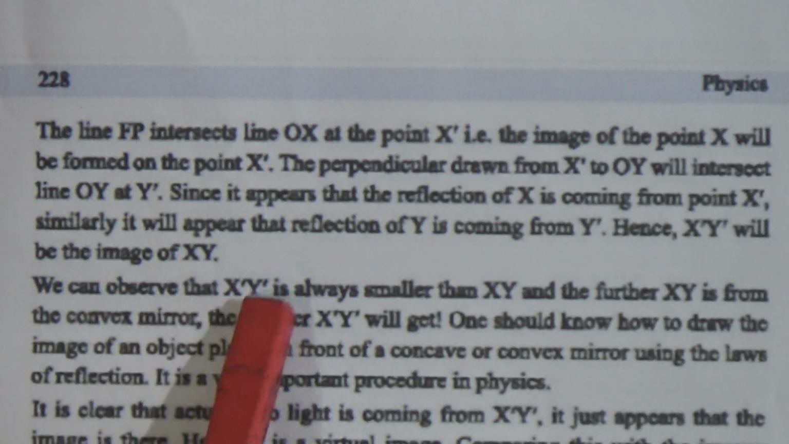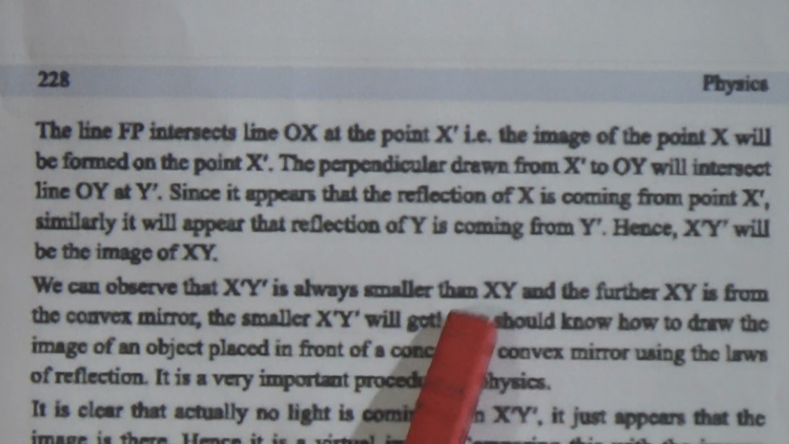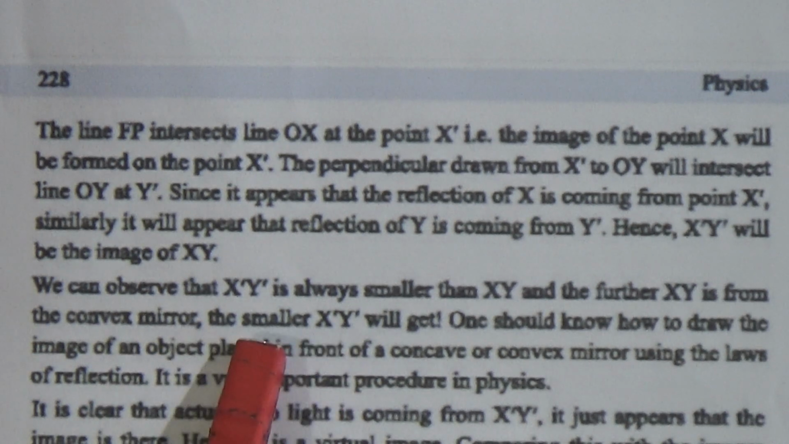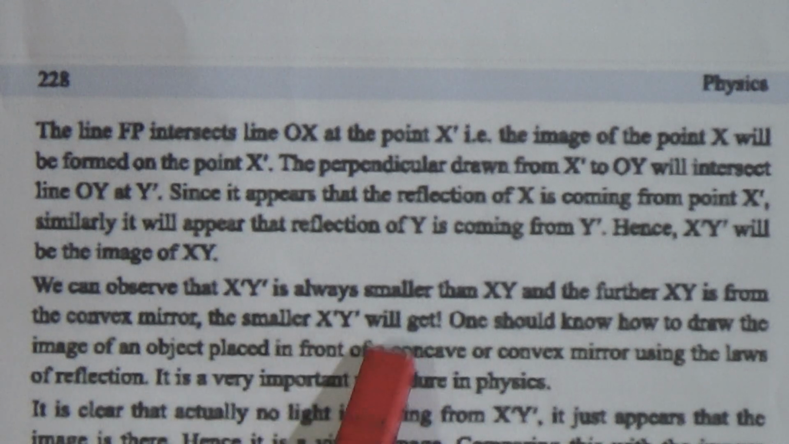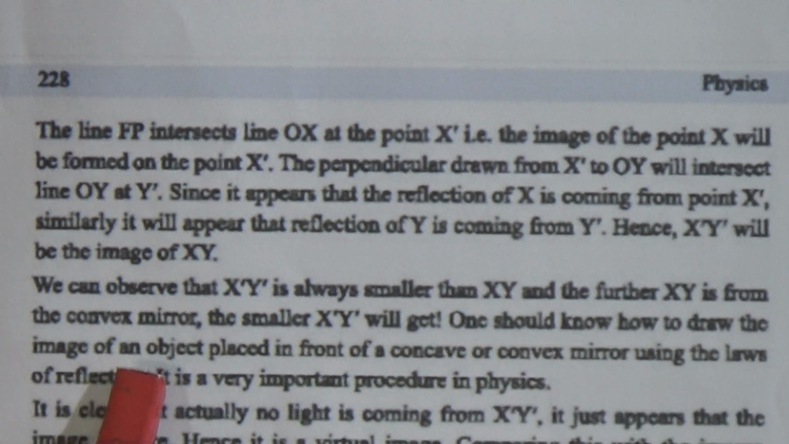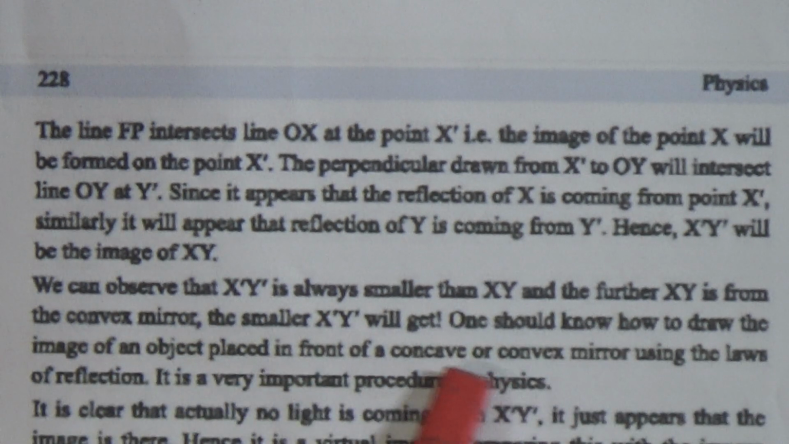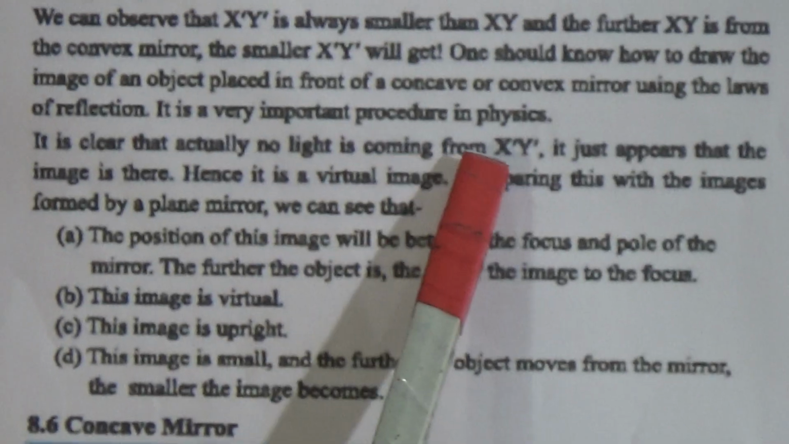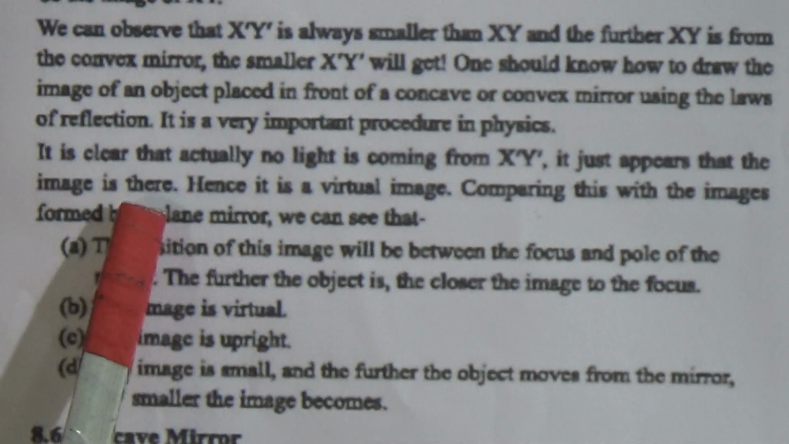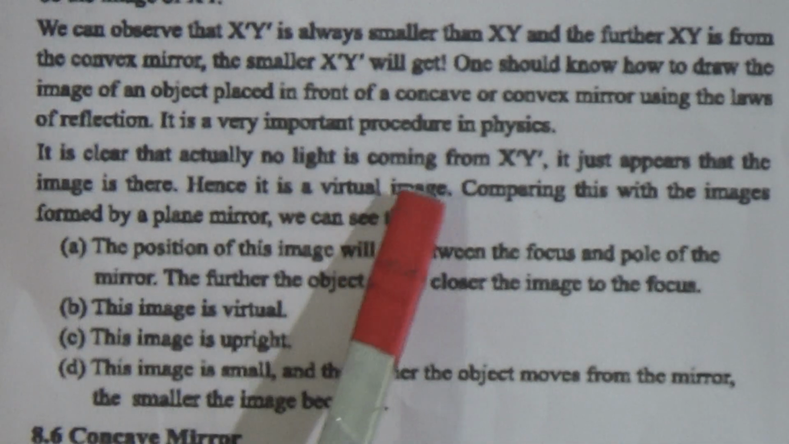And we can observe that X dash Y dash is always smaller than XY, and the further XY is from the convex mirror, the smaller X dash Y dash will get. One should know how to draw the image of an object placed in front of a concave or convex mirror using the laws of reflection. It is a very important procedure in physics. It is clear that actually no light is coming from X dash Y dash, it just appears that the image is there, and hence it is a virtual image.